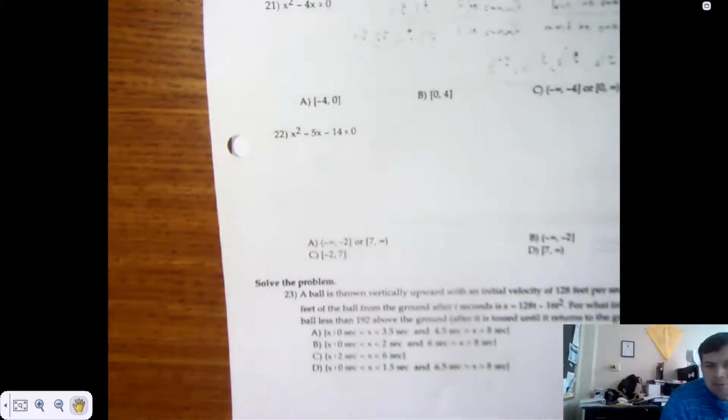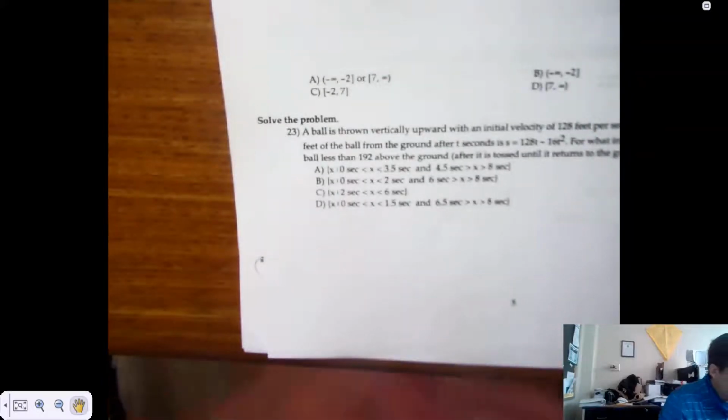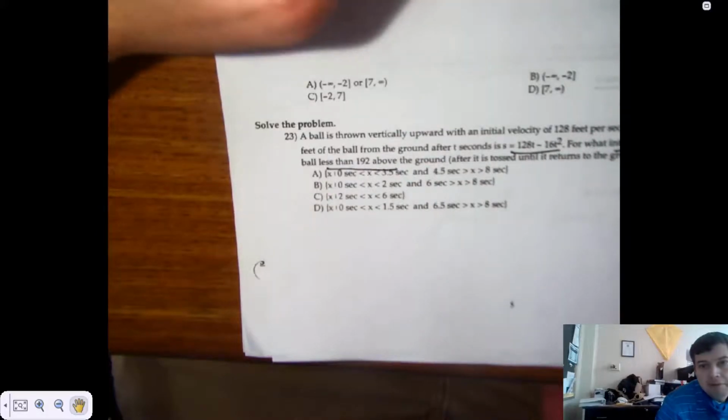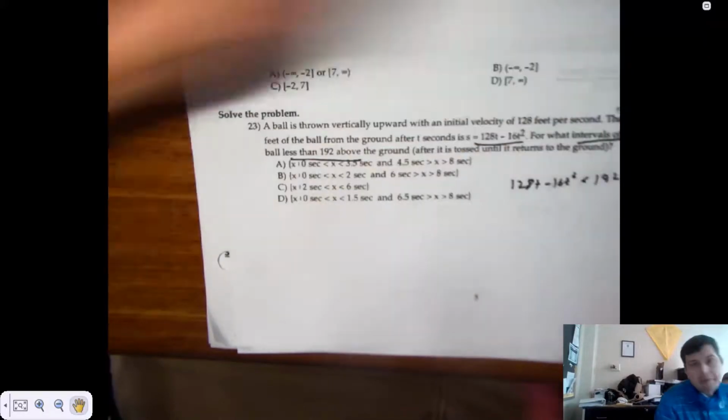I actually did not mean to put 23 on here, but I did, so I may as well do it. So they gave you an equation. This is actually from Unit 4. I had you guys do this in Unit 4, and I was telling you guys to do stuff by hand. So I'm going to do it by hand. For what intervals of time is the ball less than 192 feet above the ground? So we're going to take the equation for the height and say less than 192.